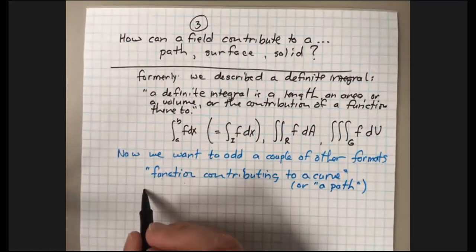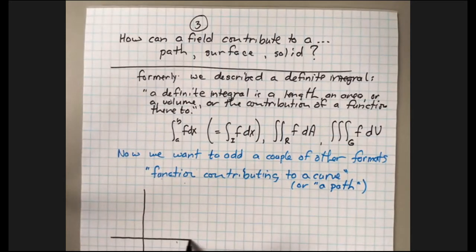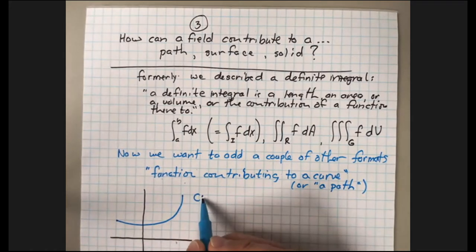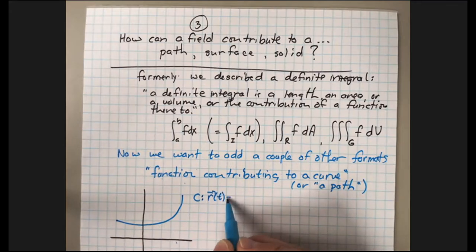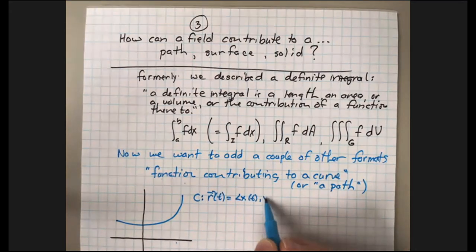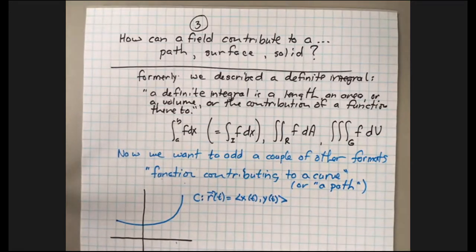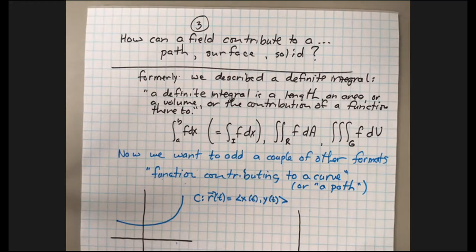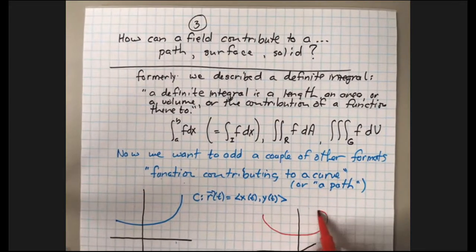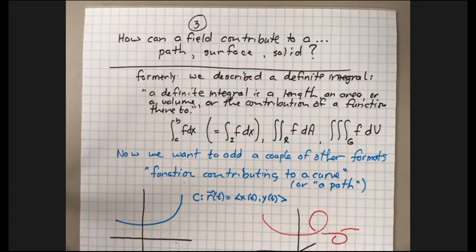Remember, we were very successful describing curves in the plane or in space. Let's say here's a curve in the plane, C, described by r, parameterized by t, x of t and y of t. Or in space, a little bit more complicated, C described by a function r, parameter t. It describes the position of something at every moment in time and space: x of t, y of t, z of t.